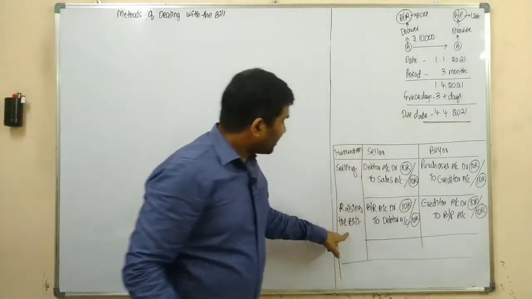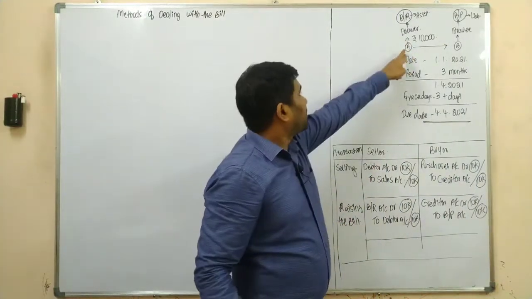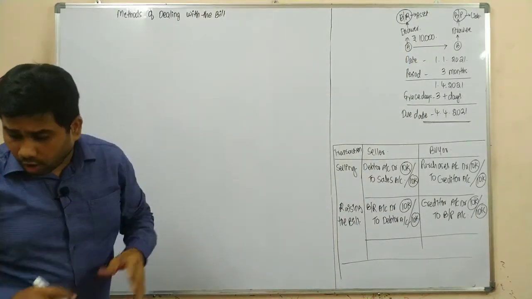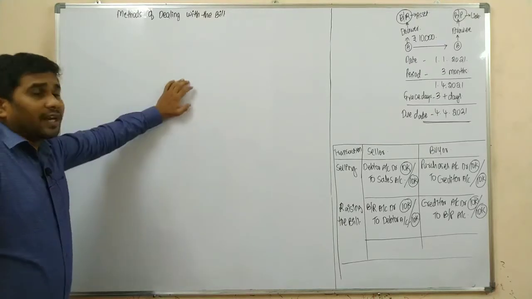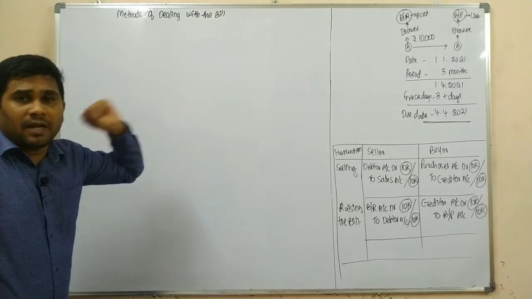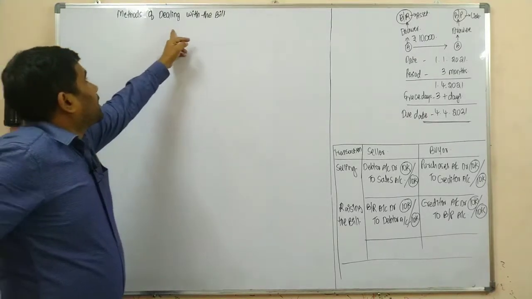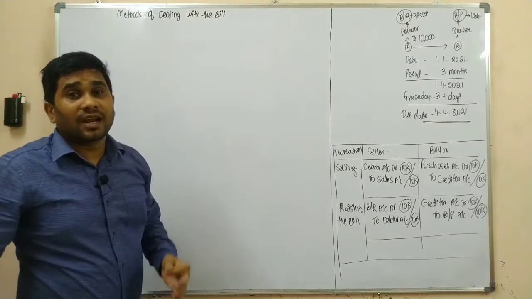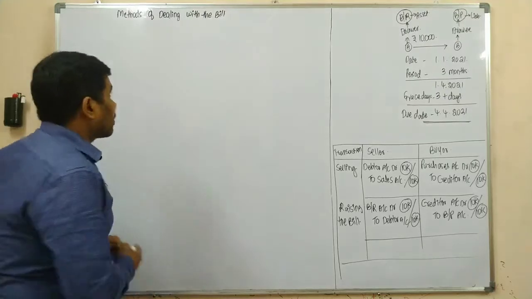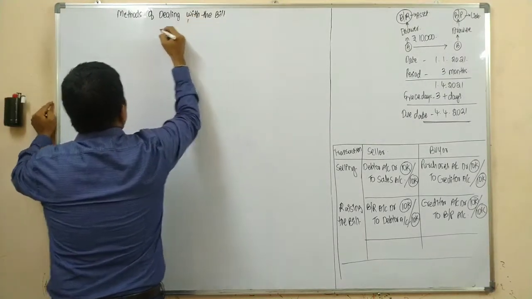So after raising the bill, who is holding the bill? Mr. A. So as he is holding the bill, what options does he have regarding that bill? That means what he can do with that bill as he is holding the bill. That is nothing but your methods of dealing with the bill. So what Mr. A can do with that bill, we are going to discuss now. Okay, so methods of dealing with the bill.